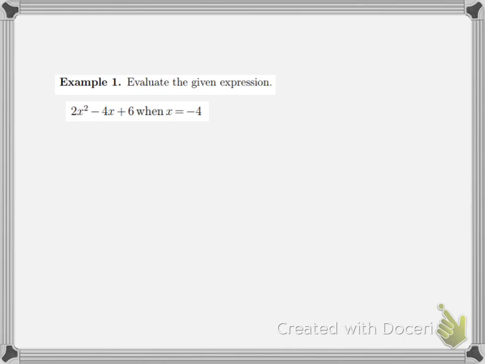So we're given the polynomial 2x squared minus 4x plus 6. And we're asked to evaluate the polynomial when x equals -4. All that means is that wherever I see an x, instead of writing x, I'm going to write a -4 instead. Make sure as you go through and write this, you also use parentheses appropriately.